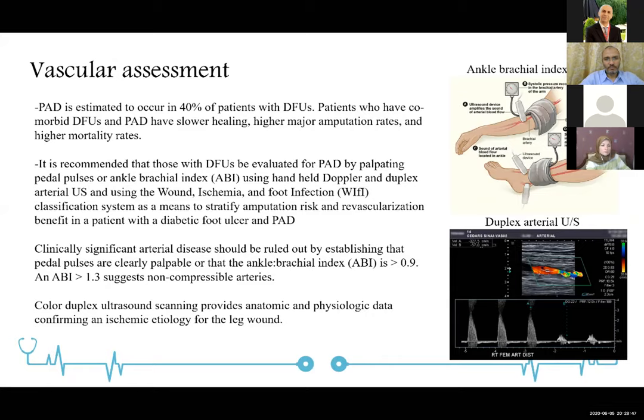Clinically significant arterial disease should be ruled out by establishing that the pedal pulses are clearly palpable, or that the ankle brachial index is more than 0.9, while an ankle brachial index of more than 1.3 suggests non-compressible arteries. And color duplex ultrasound scanning provides anatomic and physiological data confirming an ischemic etiology of the leg wound, as is obvious in this diagram.